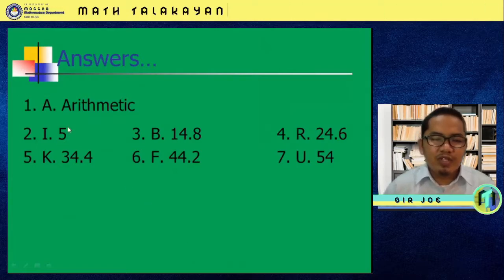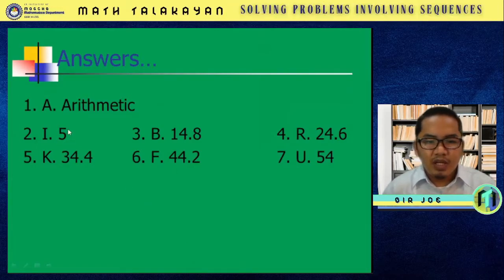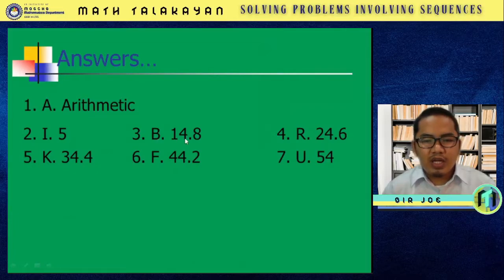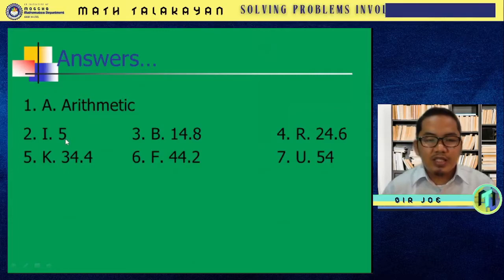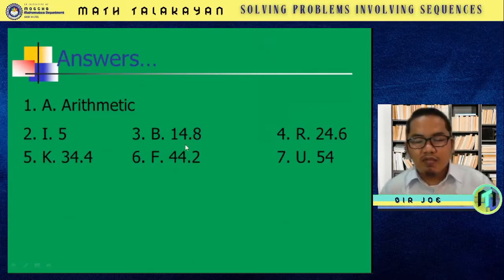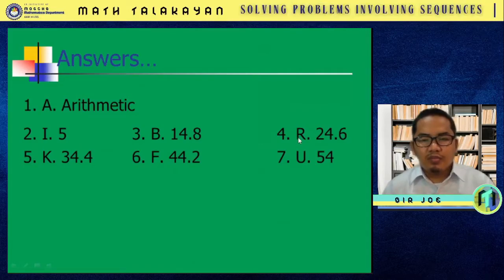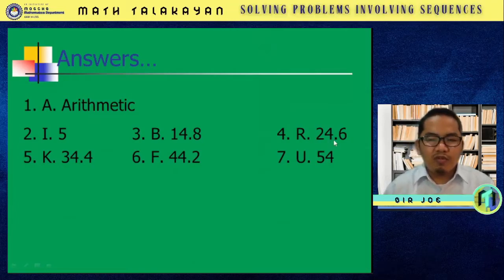The first term is 5, which is I. Number 3, our second term is 14.8, since 5 plus 9.8 is 14.8. The third term is 14.8 plus 9.8, which is 24.6, which is R.